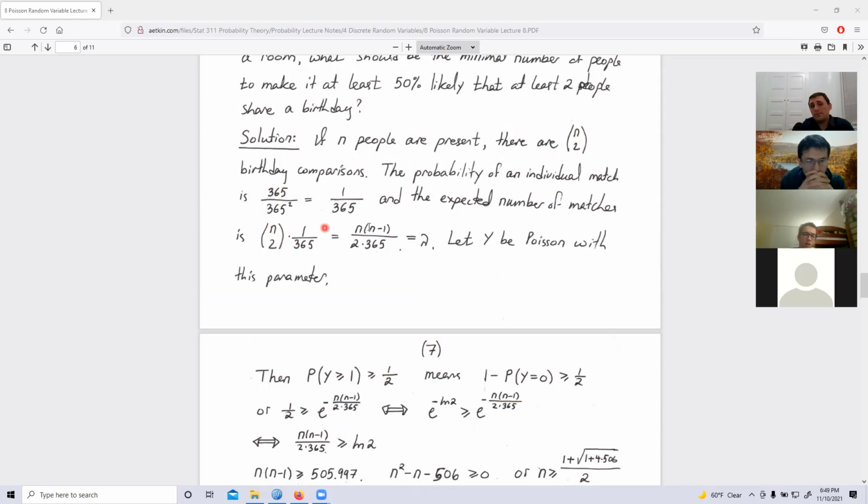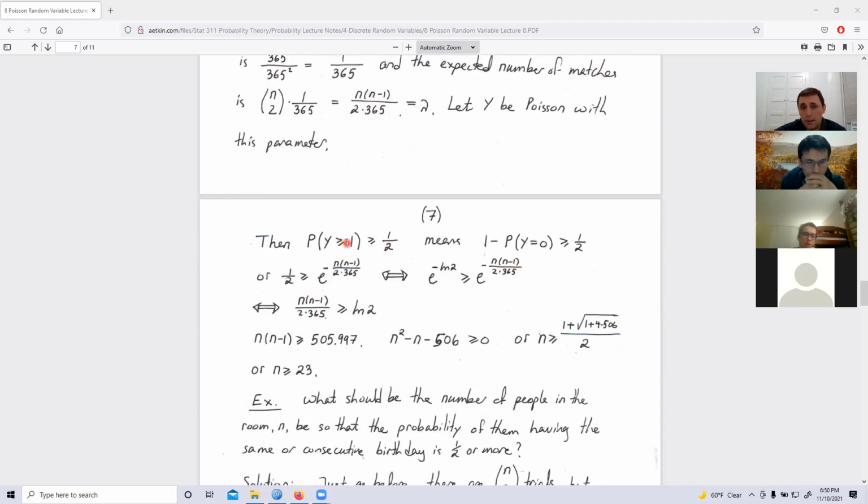Now, what's the expected number of successes? It's n choose 2 multiplied by the probability of success, so that I can set as my lambda. It's n times (n minus 1) over 2 times 365. That's on average how many successes I will see. So then the probability that the Poisson is at least 1, in other words, I found at least 1 shared birthday, and for this probability to be bigger than 1/2, it means that 1 minus the probability that Y equals 0 is bigger than 1/2, and that is the same as the probability that Y equals 0 is smaller than 1/2, and that is e to the minus lambda. Then I take logarithms of both sides and I simplify, and I get this expression.